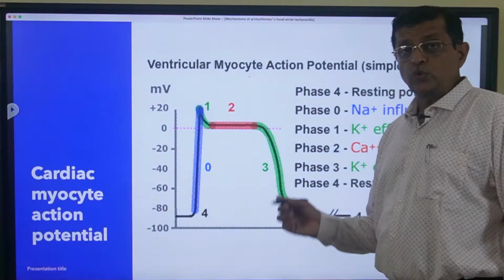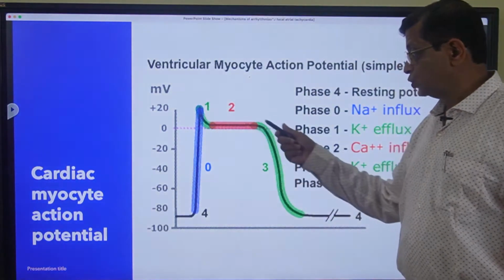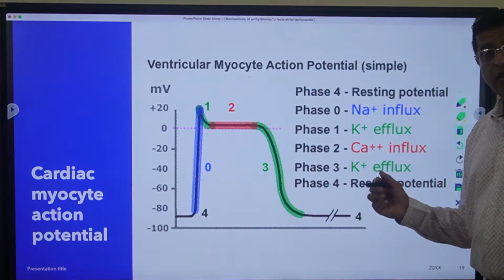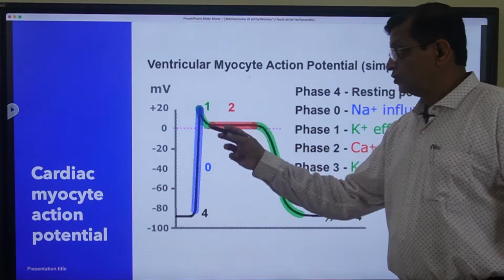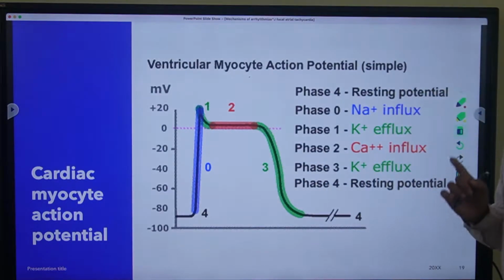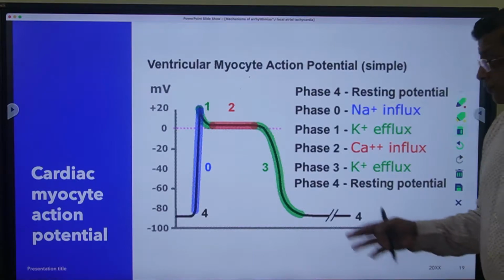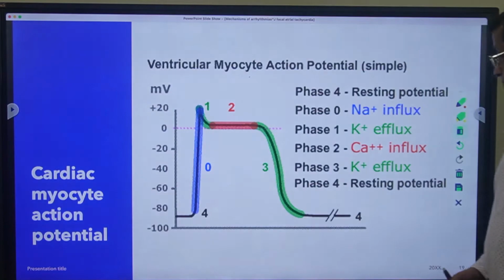In contrast to the SA node action potential, here we have phase 4, then phase 0, 1, 2, 3. In the SA node action potential, we have phase 4, phase 0 and 3. So phases 1 and 2 are extra in the cardiac myocyte action potential. Having revised this, let's now jump into triggered activity.